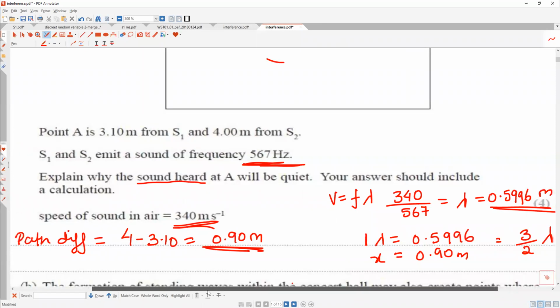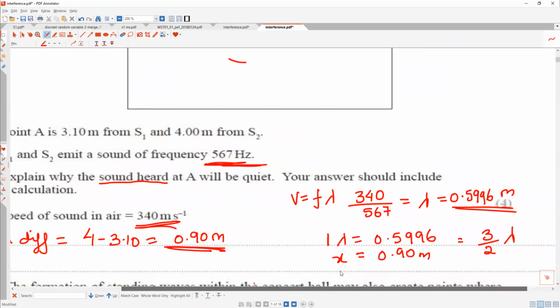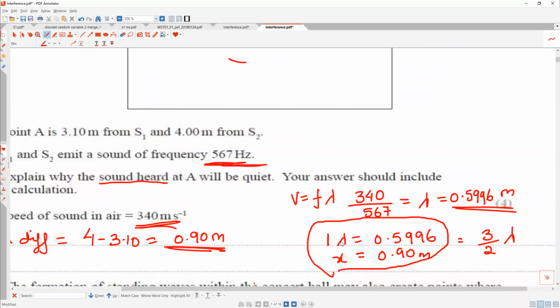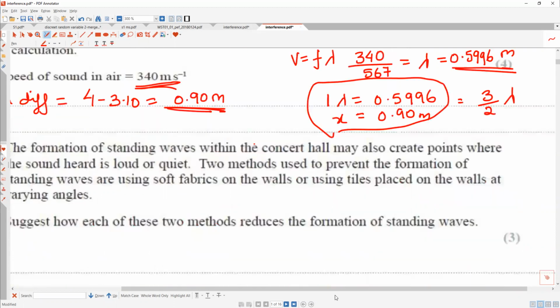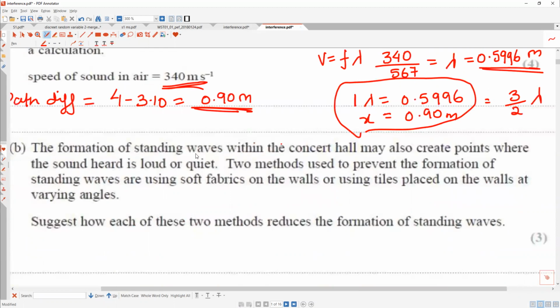So you proved it, hence proved. In the last part, if one wavelength is 0.5996, then how much wavelength is 0.90? It is 3/2 wavelength, 1.5. Now they said the formation of the standing waves; again, in interference they have included standing waves.